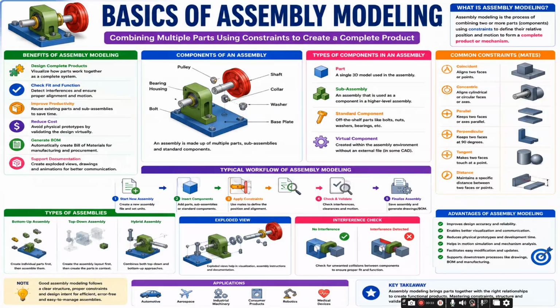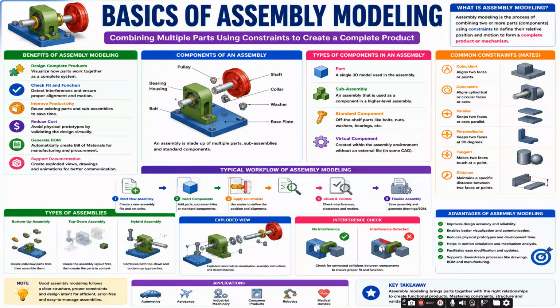So the basics of assembly modeling: combining multiple parts using constraints to create a complete product. So what is assembly modeling? Assembly modeling is the process of combining two or more part components using constraints to define the relative position and the motion of the parts to complete the product or mechanism.